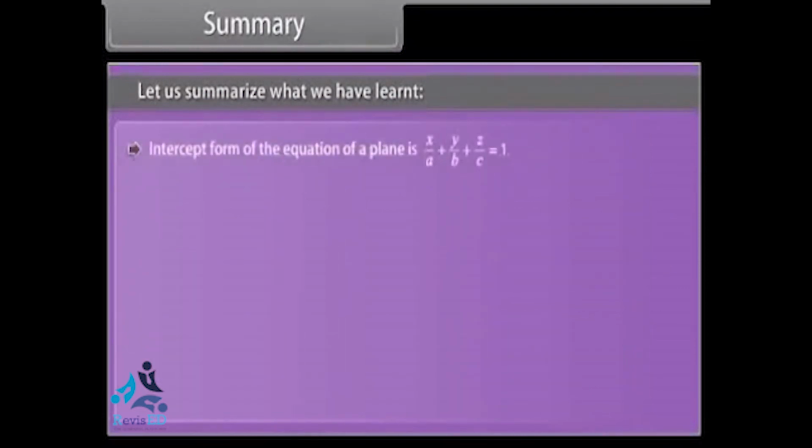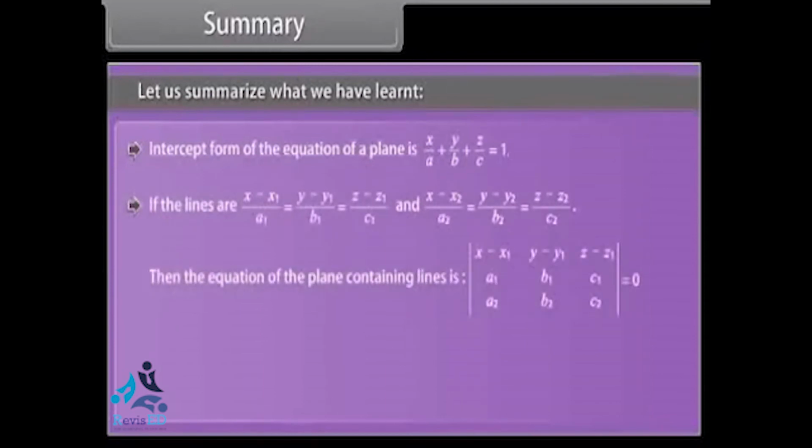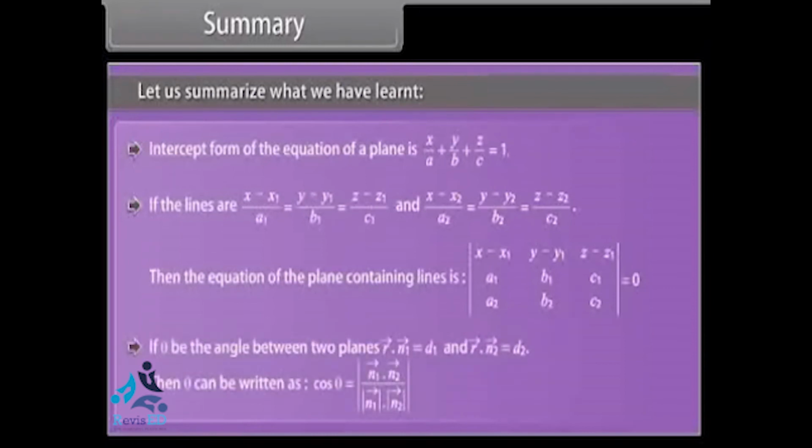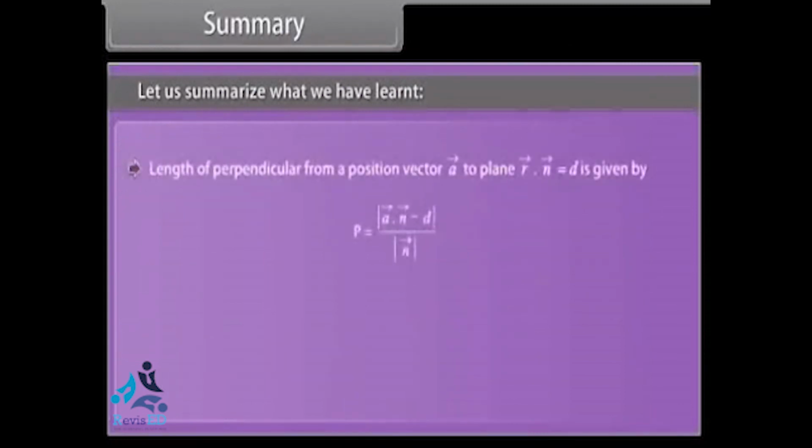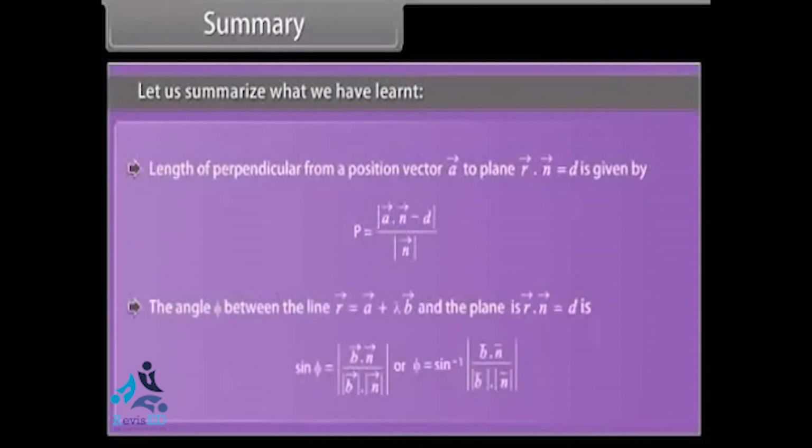Intercept form of the equation of a plane is given by the formula. If the lines are as given, then the equation of the plane containing the lines is given by the formula. If theta is the angle between two planes, then theta can be written as given. The length of the perpendicular from a position vector A to the plane is given by the formula. The angle phi between the line and the plane is given by the formula.